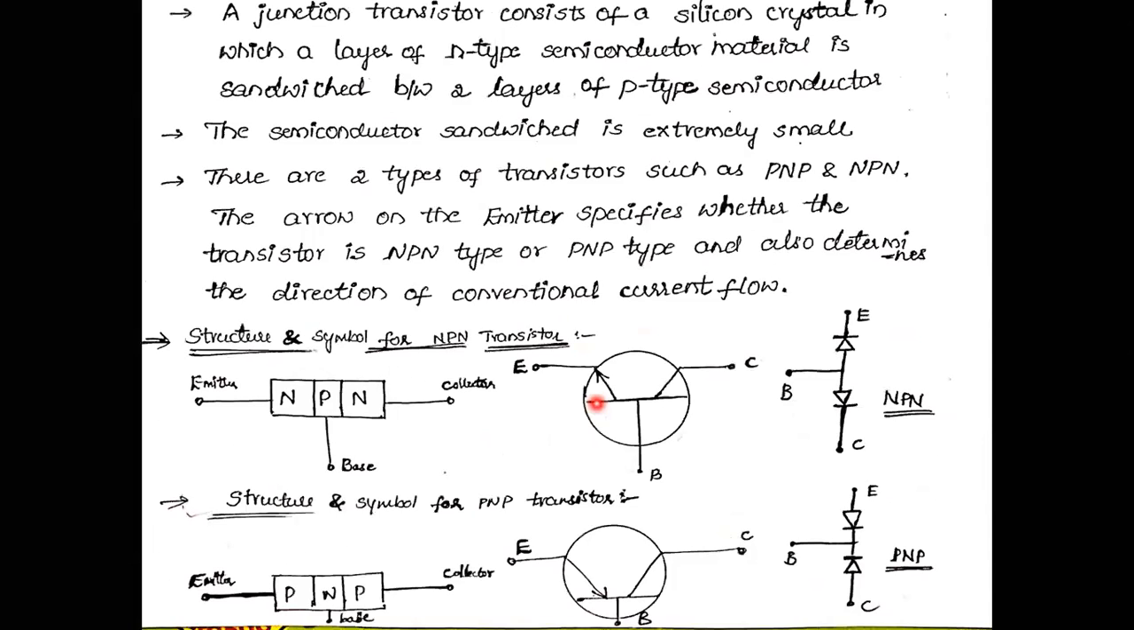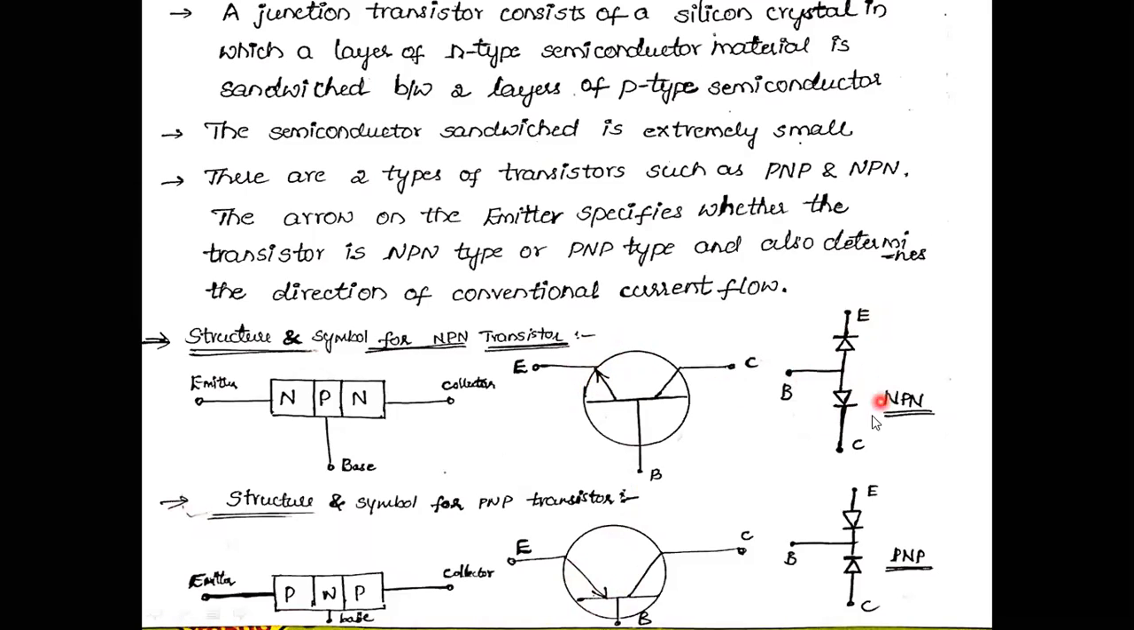This is a BJT, bipolar junction transistor. It is of two types, that is PNP and NPN type of transistor. This is the symbolic notation of a transistor. Arrow mark outwards means it is an NPN transistor. Arrow mark inwards means it is a PNP type of transistor. This arrow mark indicates conventional current flow, which is opposite to electron flow.